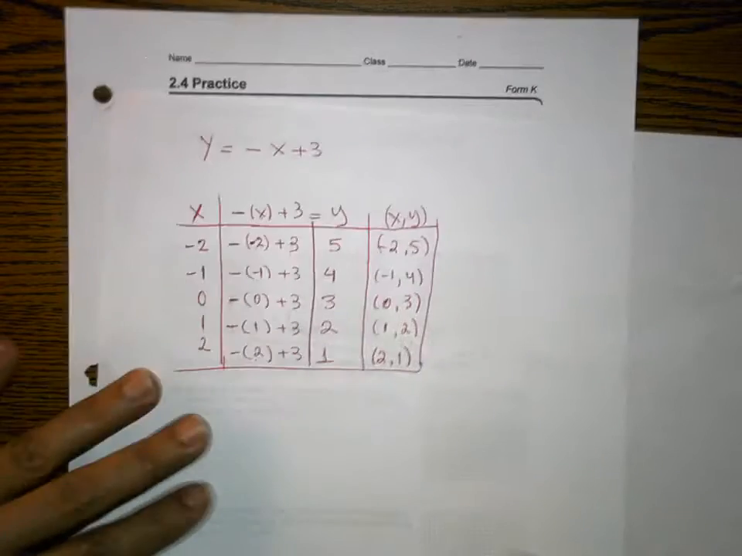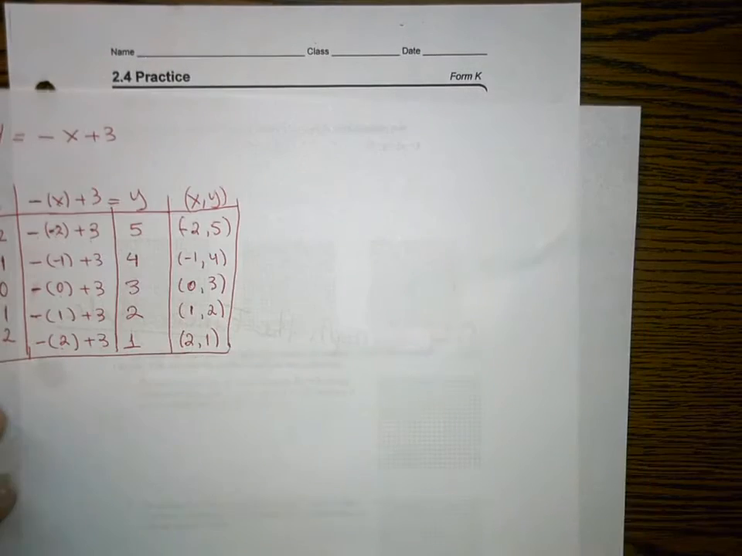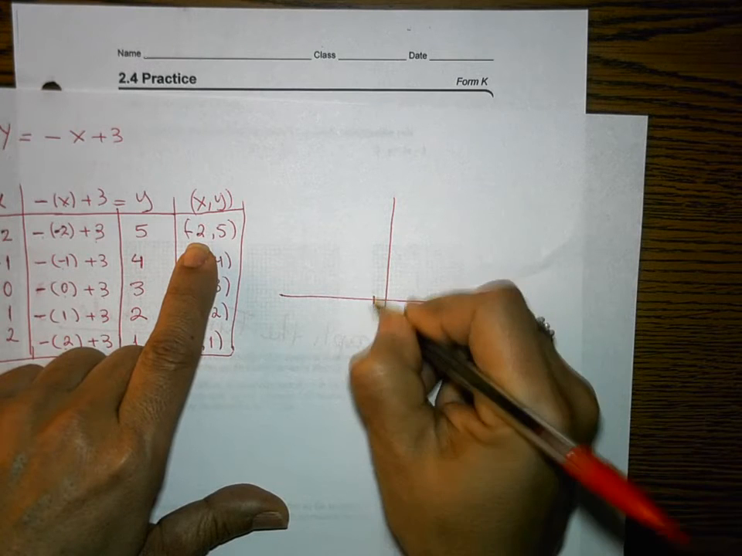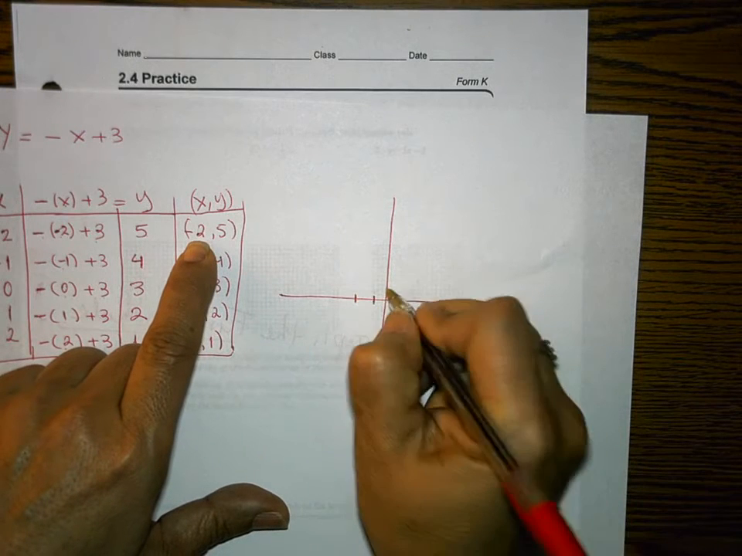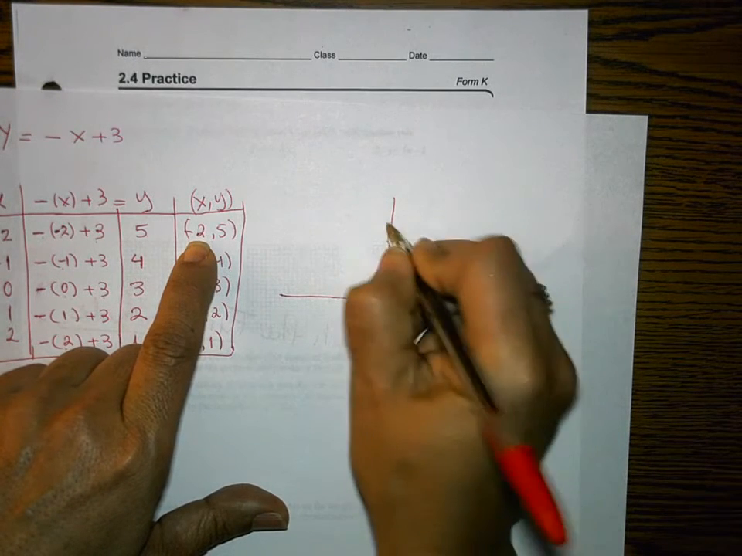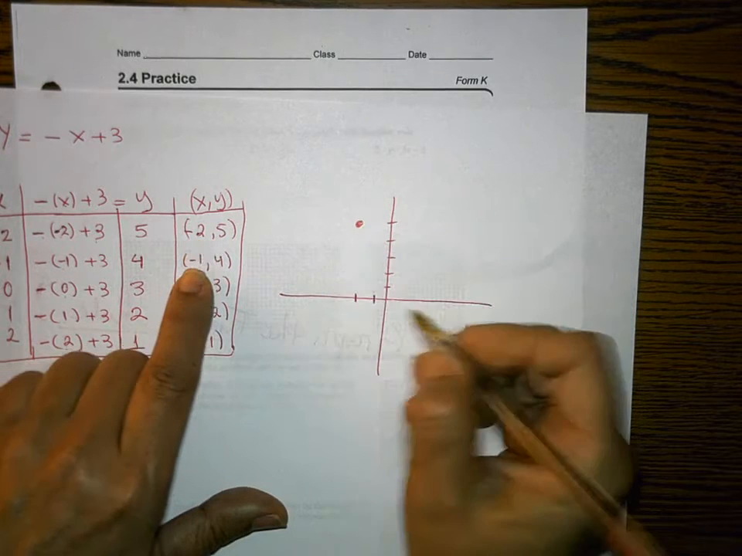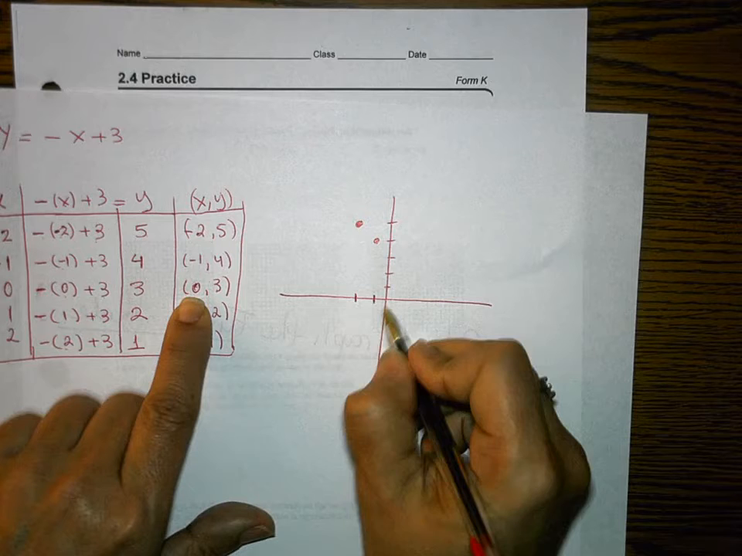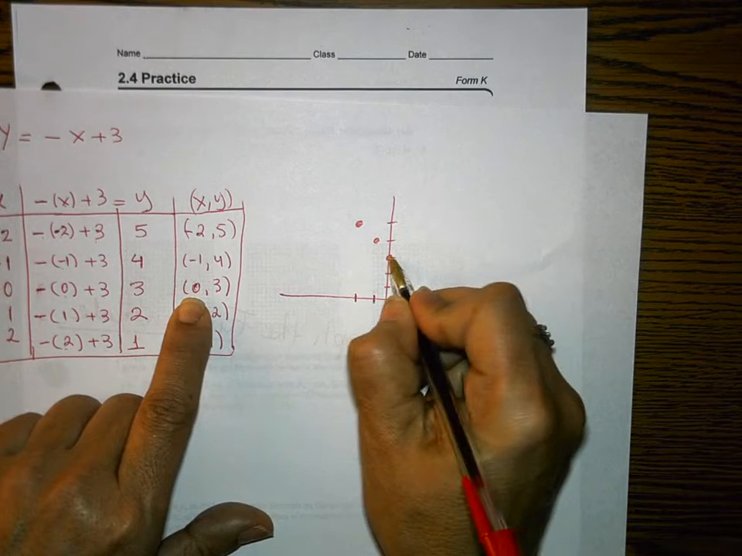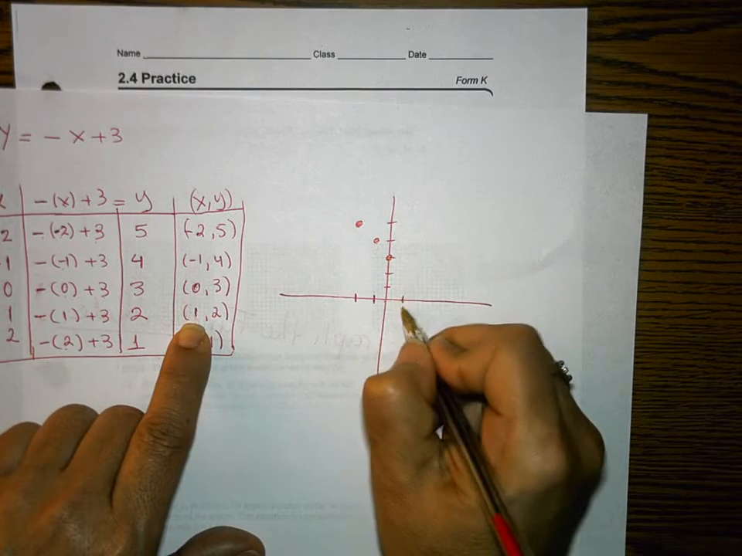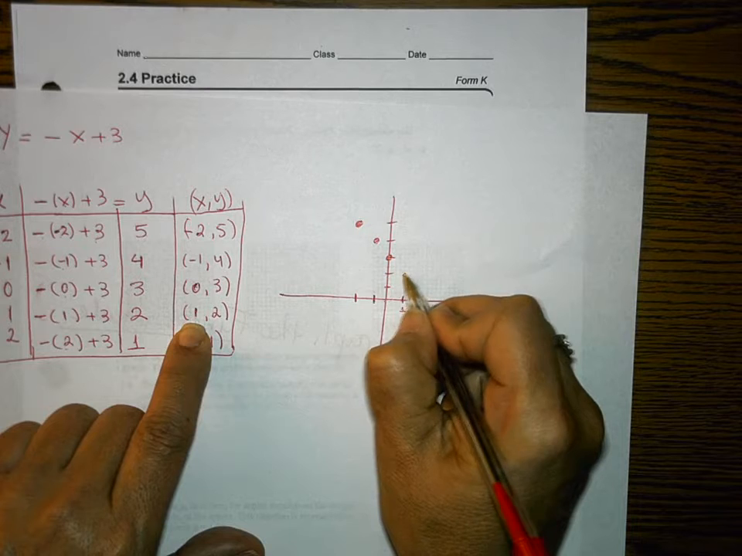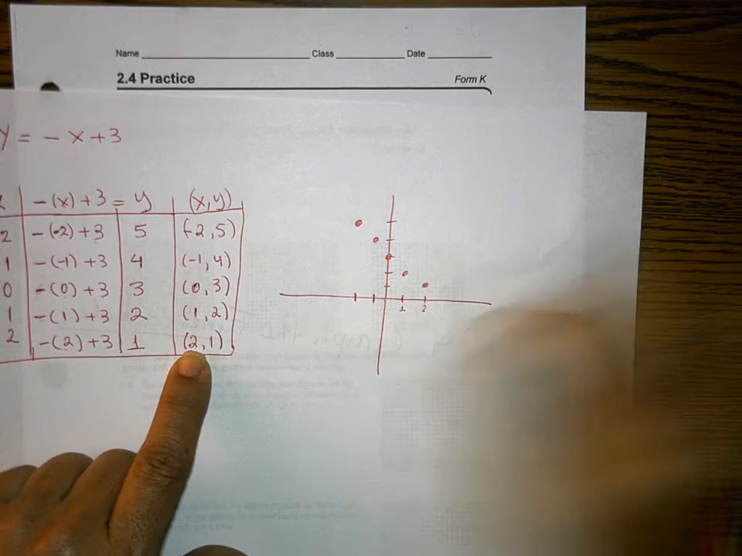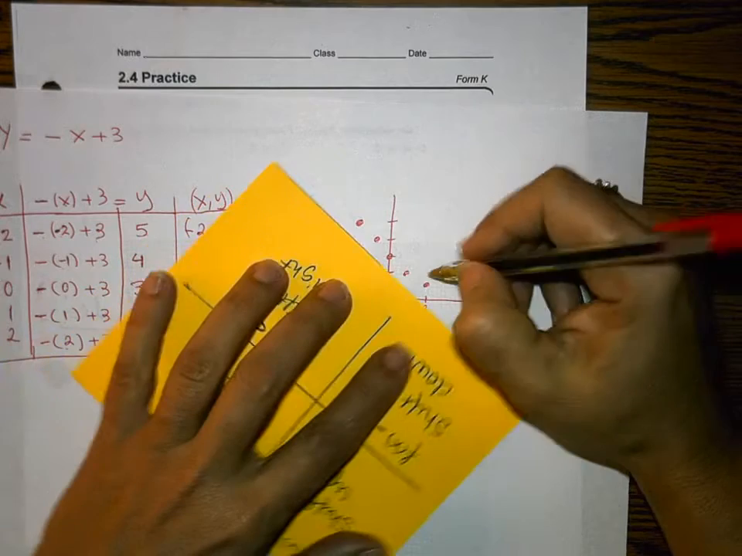So you will be able to graph it right here. I'm going to make it a bigger graph. So at negative 2, go up to 5. 1, 2, 3, 4, 5. There we go. At negative 1, we go up to 4 right here. At 0, we go up to 3 right here. At 1 for x, we go up to a 2 right here. And at 2, we go up to a 1 right here. And then you'll be able to connect all your dots.